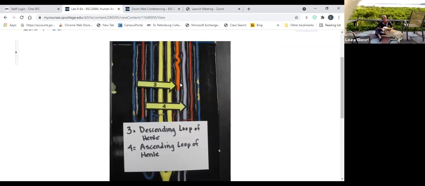Let's say here we were just to identify 3, identify 4. That could be a quiz question. Maybe what is reabsorbed at 3? What is reabsorbed at 4? The same at the proximal convoluted tubule.